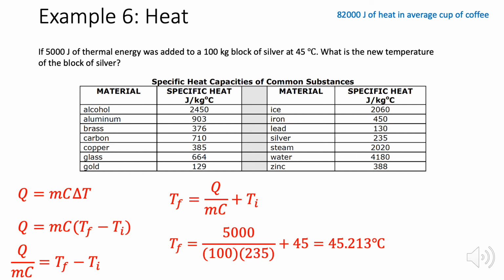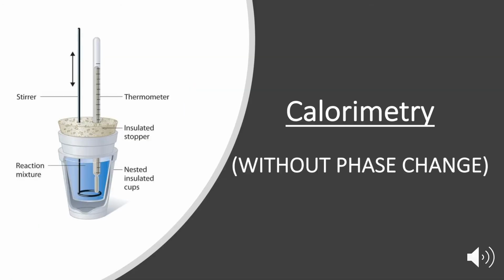Alright guys, we are almost done. I just want to talk about one more thing to close out the year, which is calorimetry. And specifically, I'm going to be talking about calorimetry without phase change. So all this means is that I'm going to be talking about what happens when we mix substances together and it doesn't change the phase of it. So it's all going to stay a liquid, or it's going to stay whatever state of matter it was in before.